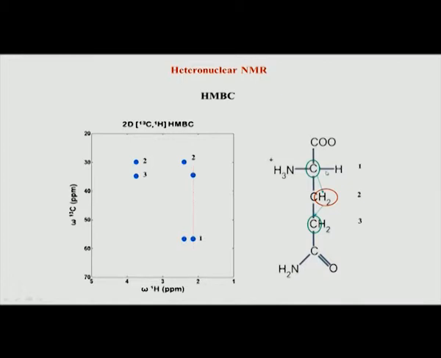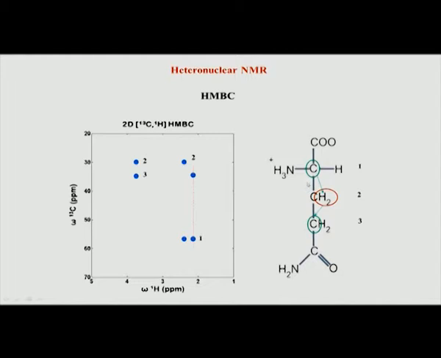If you recollect, in an INEPT block of an HSQC, we basically saw that we can tune the delay to 1 by 2 J, where J is the coupling constant between the carbon and proton. Similar to that experiment, here also we do the same thing. The INEPT here is, instead of tuning to 1 by 2 J, that is J of one bond coupling, 1 by 2 J is taken, but J is tuned to a smaller, longer range coupling which is typically about 10 to 15 hertz. In fact, it can be smaller than 10 hertz.